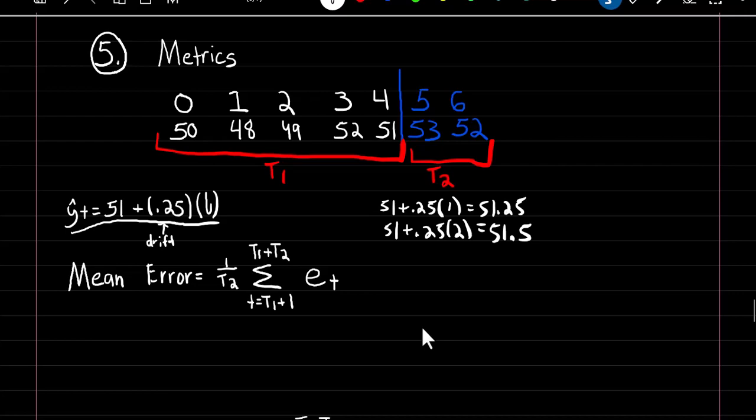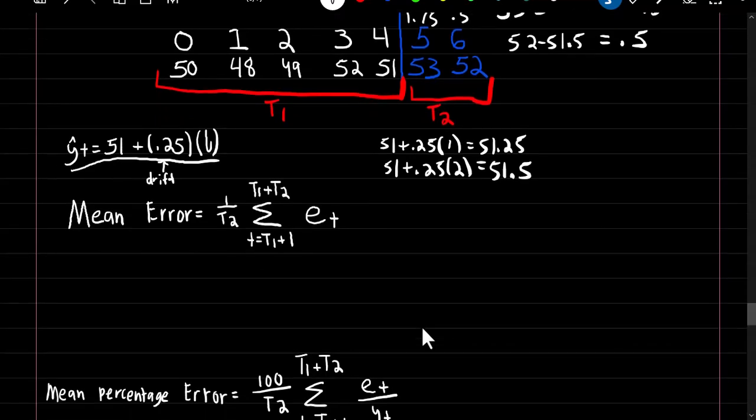Now we can find our error term, which is the same as the residual, so observed minus predicted. So 53 is our observed value, and we predicted a value of 51.25. So we get a residual of 1.75. And then for the next observation, it would be observed minus predicted, so 52 minus 51.5, and we get a value of 0.5.